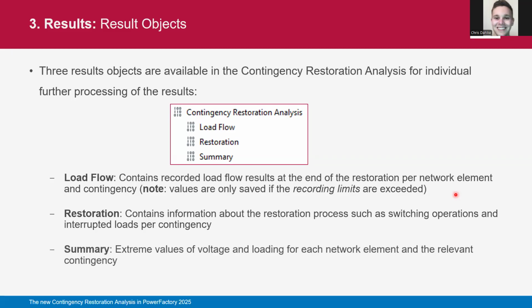And then you have the summary, which contains the extreme values for voltage and loading for each network element and the contingency where this happens. So this is really a summary that only contains worst case values. And these files can be used, as you know, from other functionalities with scripting. You can export these files and post-process them. So they give you a way to post-process the data on your own if you want to make further studies.